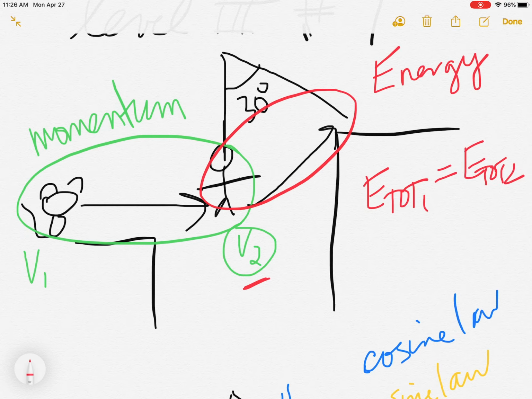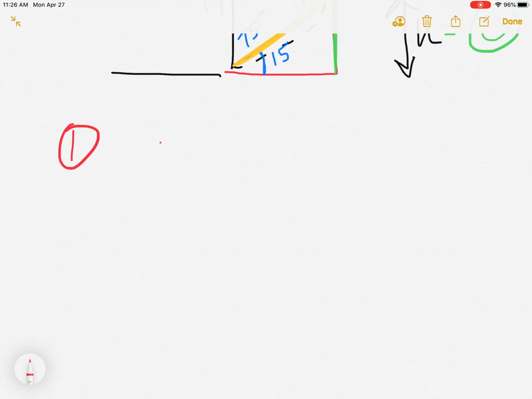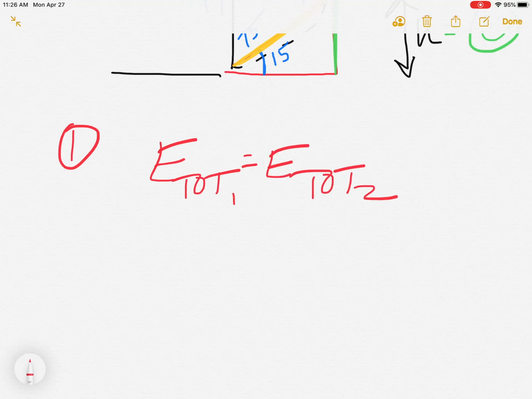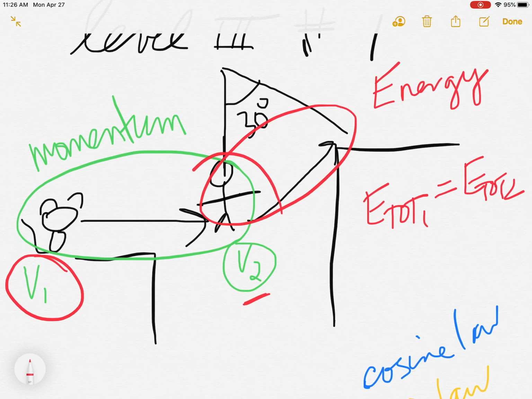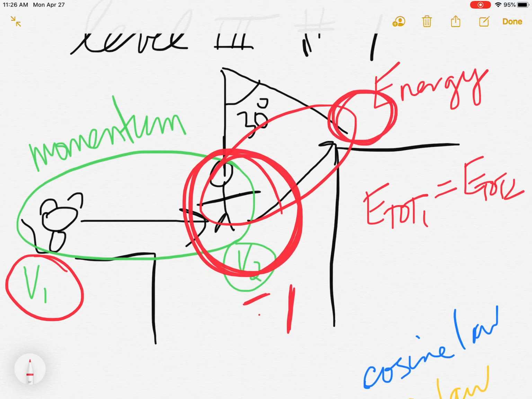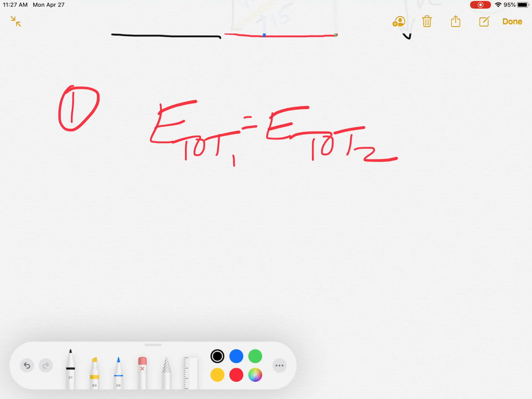And so that means we can do EK1, EG1. But essentially, we're going to do the total in position 1 equals the total in position 2 for that. So the question is, where do we start? Well, in this question, because V1 is not given, we can't start with the green. We have to start with the red and work backwards. So your first step is going to be to do the total energy in position 1 equals the total energy in position 2. Now, the total energy in position 1 is the energy associated with this position, position 1. And the energy in position 2 is associated with this when you get to the top of the cliff.